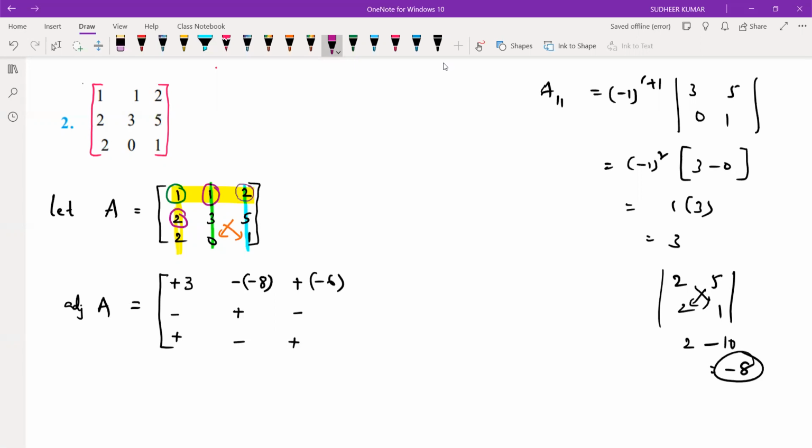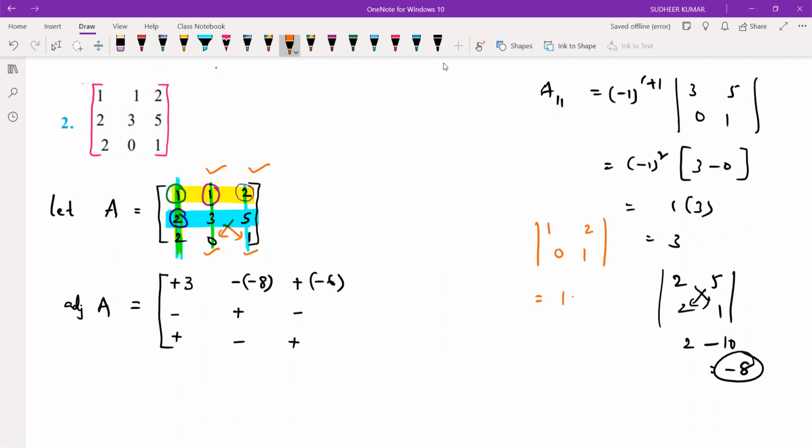So what about the rest, are you understanding it or not? No response. If you could not understand, then see this one. Delete this row through 2 and delete this column. If you delete this row and this column, the remaining elements are 1, 1 minus 0, 0 and 1. Yes. So we can write 1, 2, 0, 1.